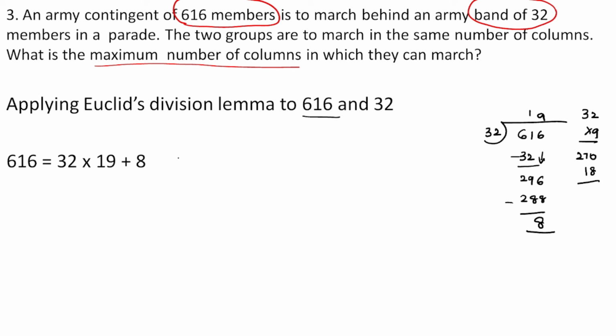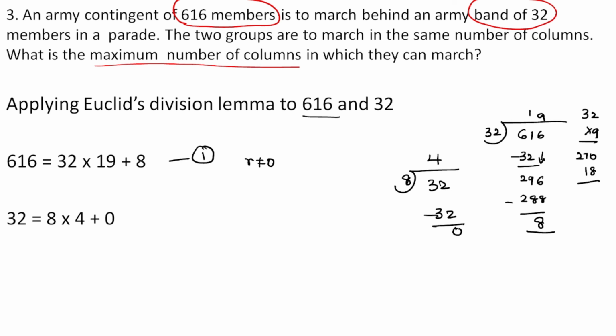Euclid's division lemma says that we have to keep continuing the division until we get the remainder 0. As the remainder is not equal to 0, we continue further. Now the dividend is going to be 32 and the divisor is 8, which is the remainder from the previous step. So 8 divides 32 perfectly 4 times. 8 times 4 is 32, which leaves the remainder 0. As the remainder is 0, we can stop our division here.